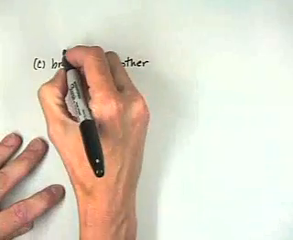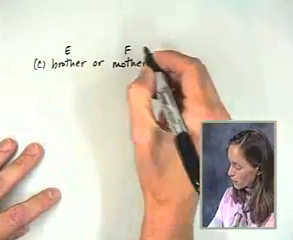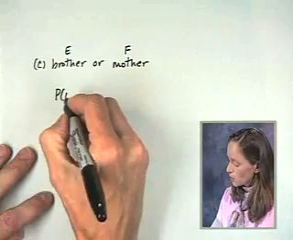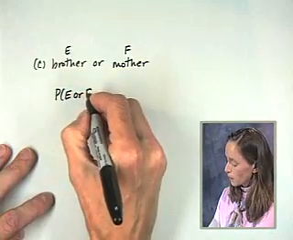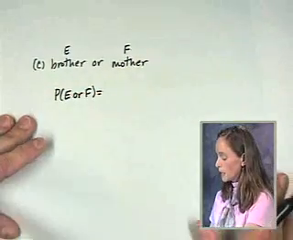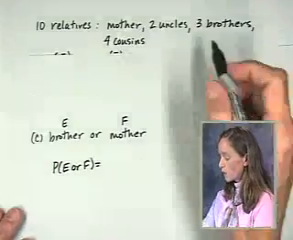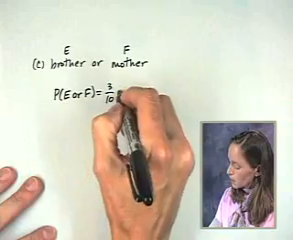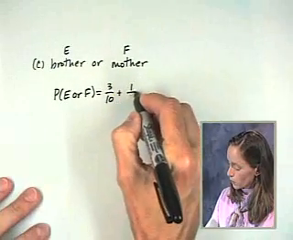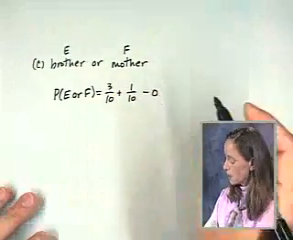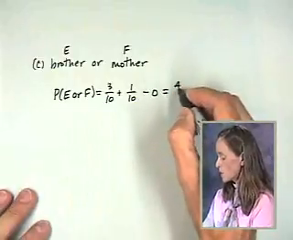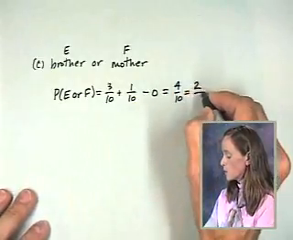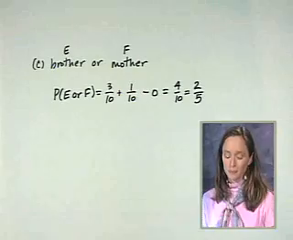Let's continue to do the third part of the problem, which is the probability that a brother, we'll let that be E, or her mother arrives first. That's the probability of E or F. The probability that a brother arrives first, there are 3 out of the 10, plus the probability her mother, well, there's only one of those, minus the intersection. The sum is 4/10, which is 2/5.